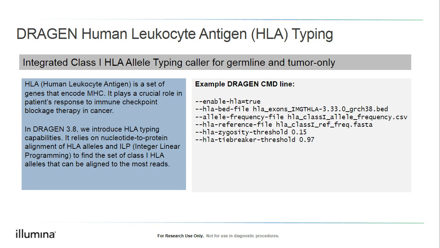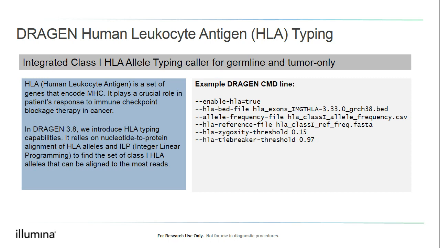Here is an example command line that we want to highlight, again showing some flexibility and customization that a user can do. You have the capability to bring in an HLA bed file, which basically indicates to the pipeline the HLA regions that you want to run the pipeline over. You also have the flexibility to set zygosity thresholds and tiebreaker thresholds as part of the pipeline, something the user can customize depending on where they want to call the HLA alleles.